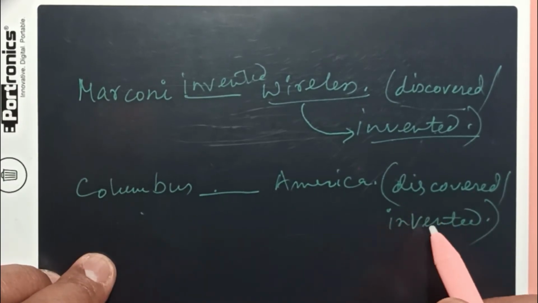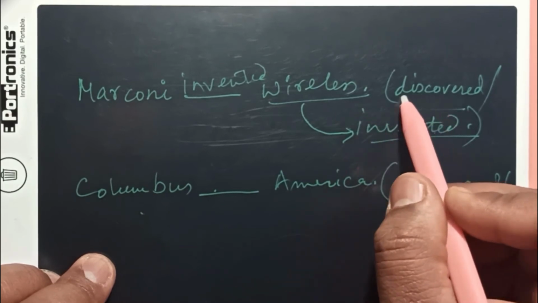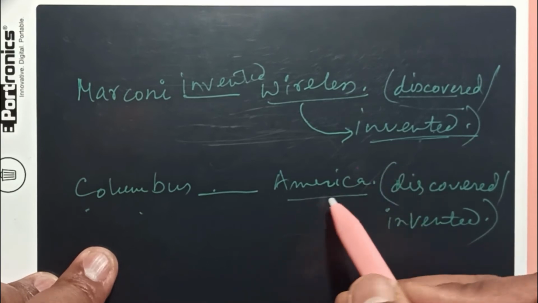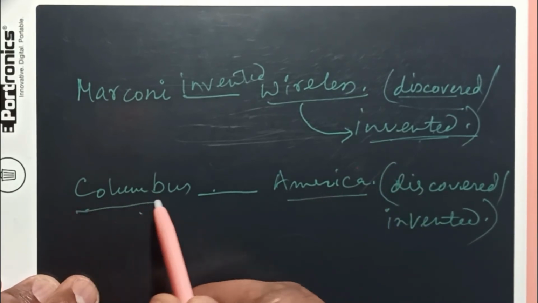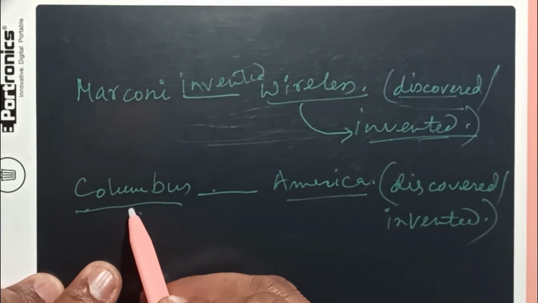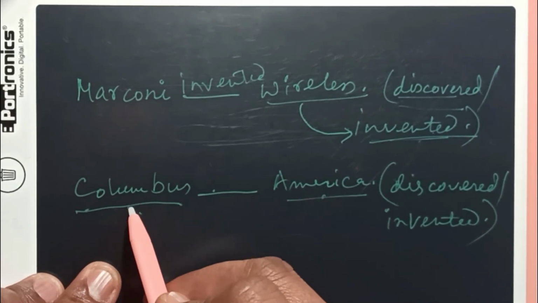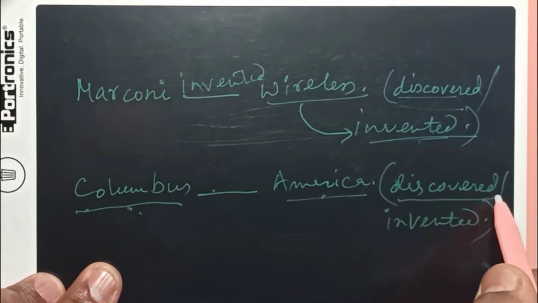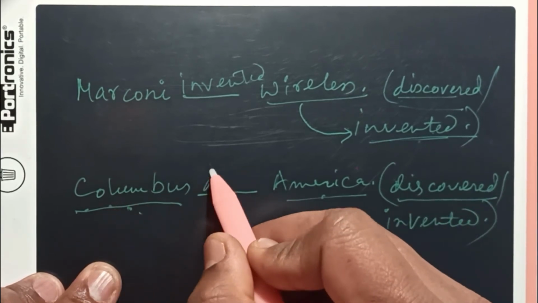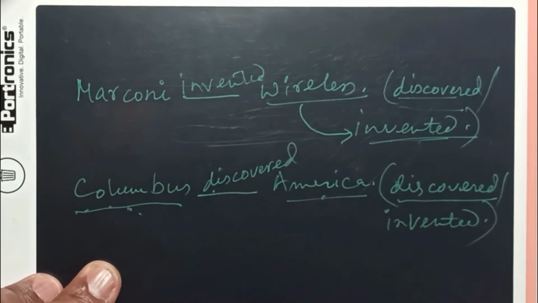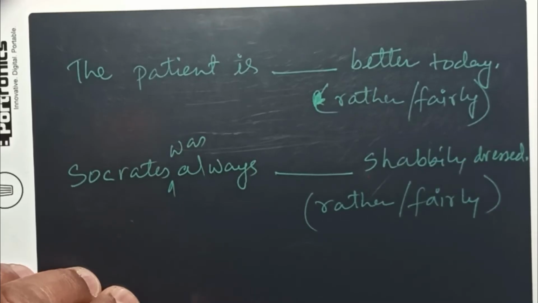And Columbus dash America, discovered or invented? Now in this case you see I have already discussed discovered and invented, what it means. America was already there before Christopher Columbus first found it. So that's why, already there and he simply found it, will be termed discovered. So Columbus discovered America.